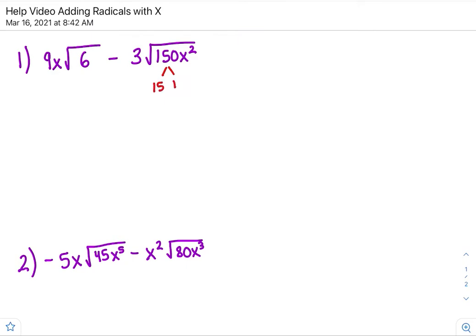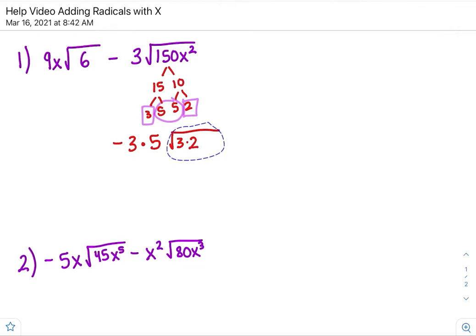You could do 15 times 10 for 150. This breaks down to 5 times 2. This breaks down to 3 times 5. There is a pair of 5s, so the 5 comes on the outside. So negative 3 multiplied by 5, because 5 times 5 is 25, and the square root of 25 is 5. There were 2 leftovers, which means you can't take the square root of that, so it's going to be 3 and 2 on the inside.